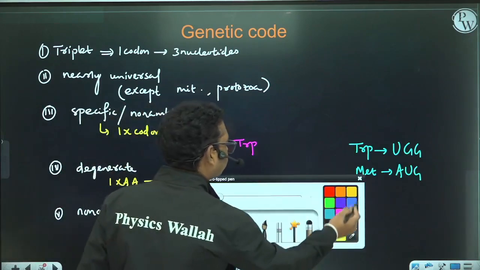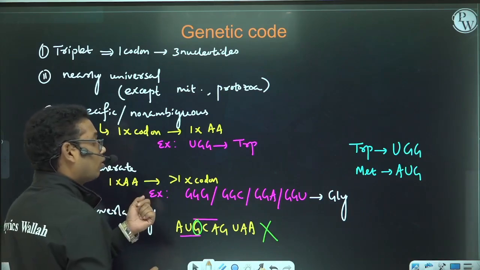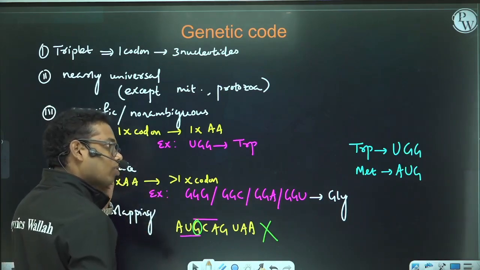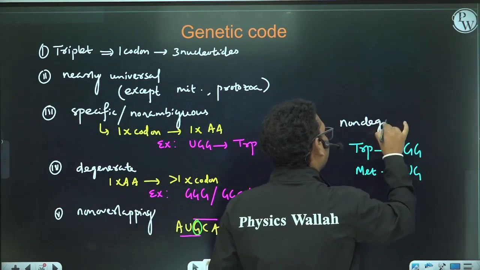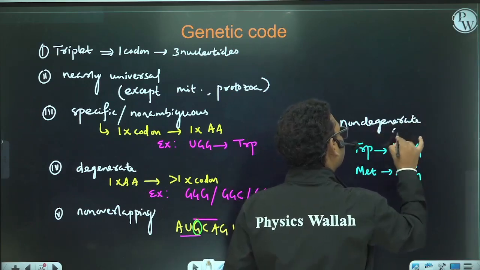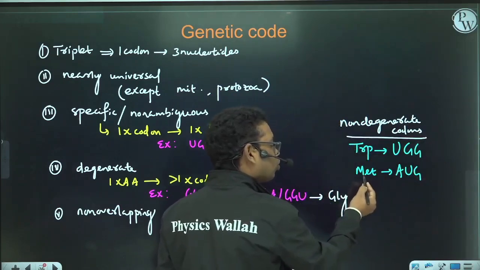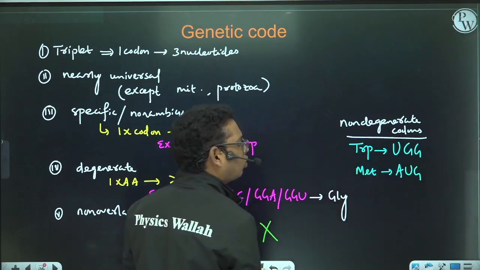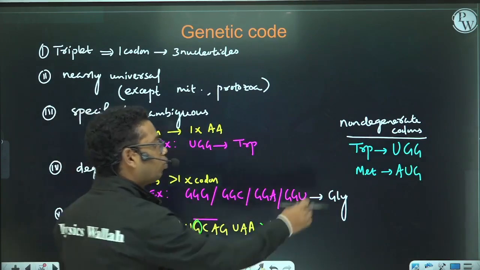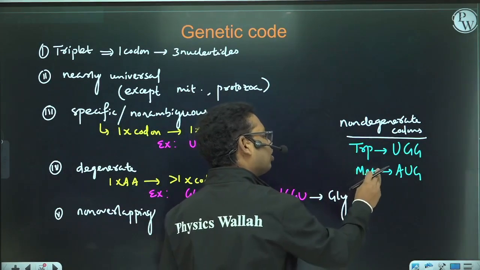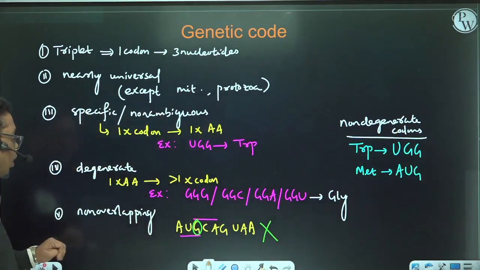What about the other point? One more point. There are many amino acids which are coded by more than one codon, but there are few exceptions. So what are the non-degenerate codons? The non-degenerate codons are UGG and AUG. AUG will always code for methionine, and UGG will always code for tryptophan. That means tryptophan is coded by only one codon, and methionine is coded by only one type of codon, that is AUG.